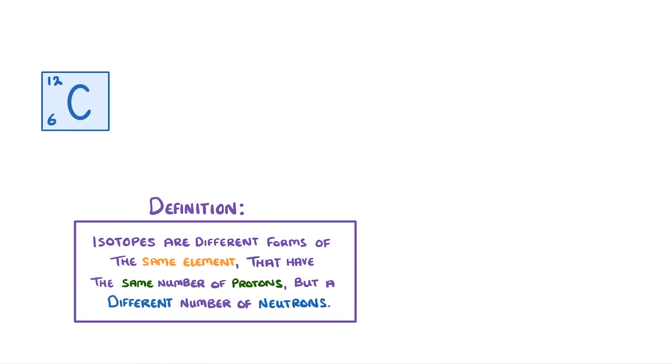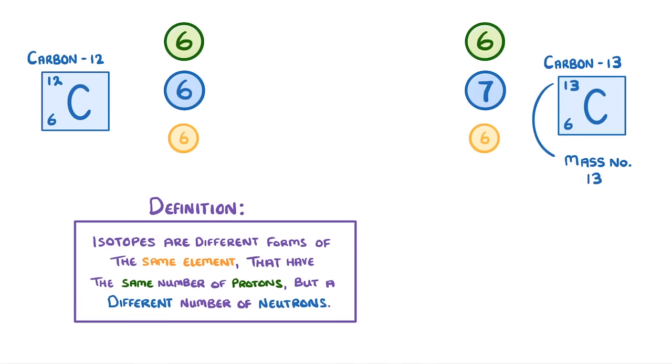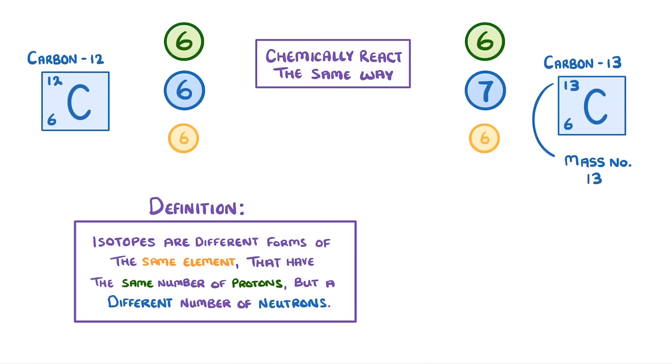Let's take a look at carbon to show you what we mean. The most common form of carbon is so-called carbon-12, which has 6 protons, 6 neutrons, and 6 electrons. A rarer form is the isotope carbon-13, which of course still has 6 protons, because it's carbon, but has 7 neutrons and 6 electrons. This means that it has a mass number of 13 rather than 12, which is why we call it carbon-13. Because isotopes only vary in the number of neutrons they have, chemically they all react in basically the same way.